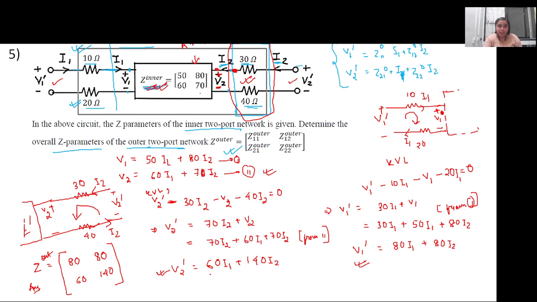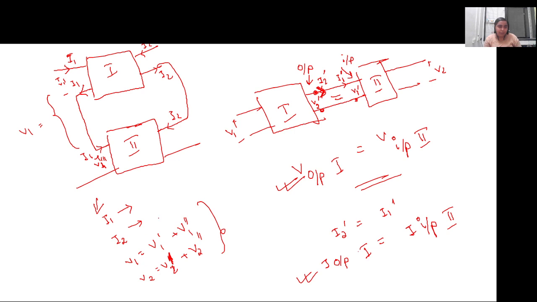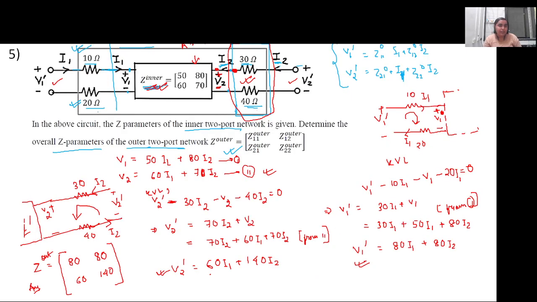Otherwise, for this particular case, let me get a different color. I would have considered this one to be network 1, this one to be network 2, and this one to be network 3, and solve them in cascade to calculate I1 and I2 directly, to calculate the impedance or ABCD parameters directly. Is this clear? Yes, ma'am. Okay.